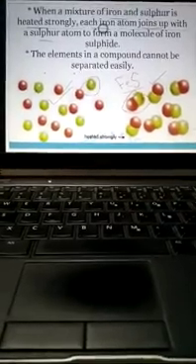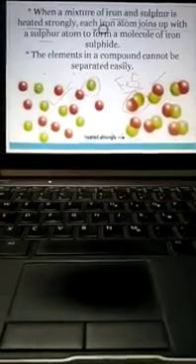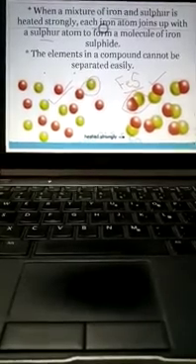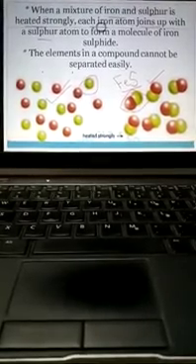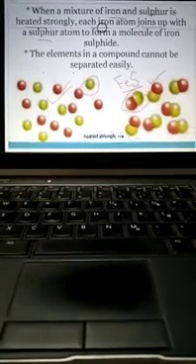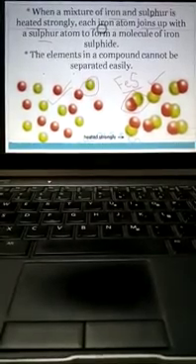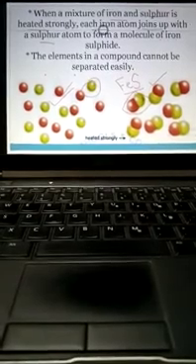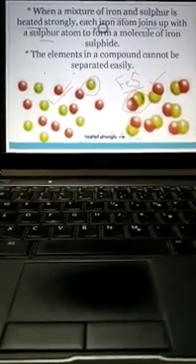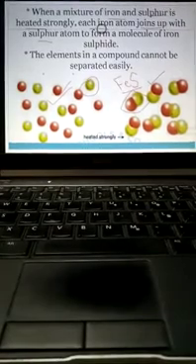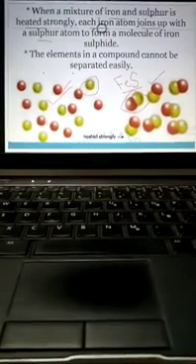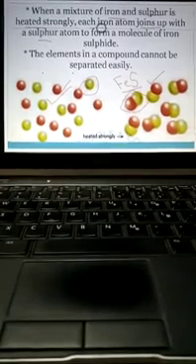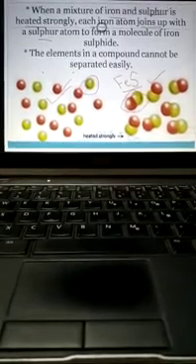When a mixture of iron and sulfur is heated strongly, each iron atom joins up with a sulfur atom to form a molecule of iron sulfide. The elements in a compound cannot be separated easily. Students, you can see in this picture there are two different pictures: one is a mixture and the other is a compound.